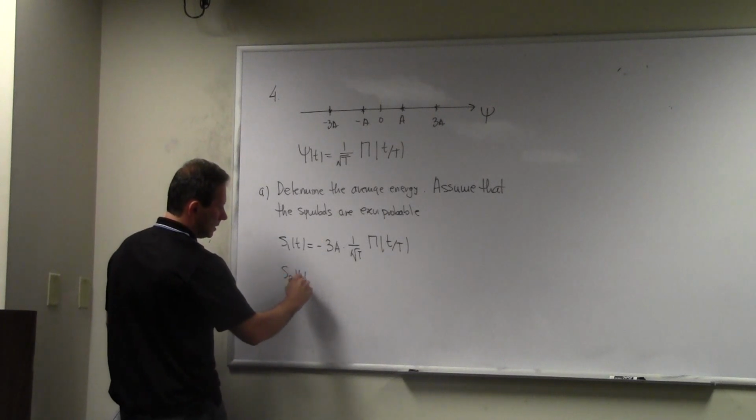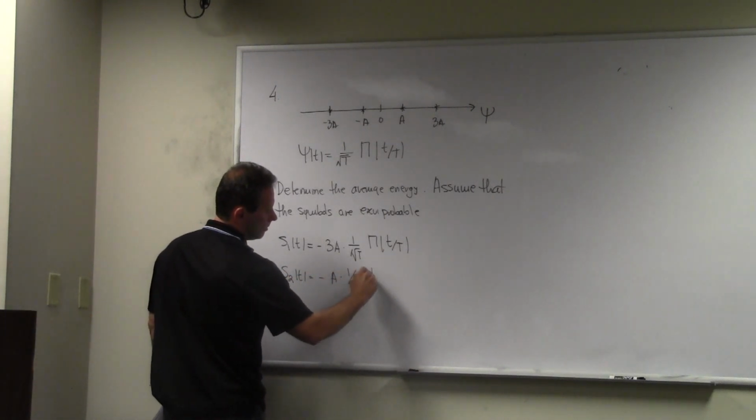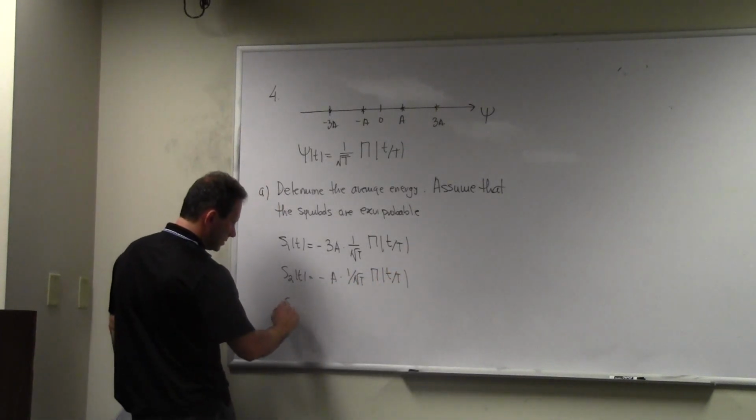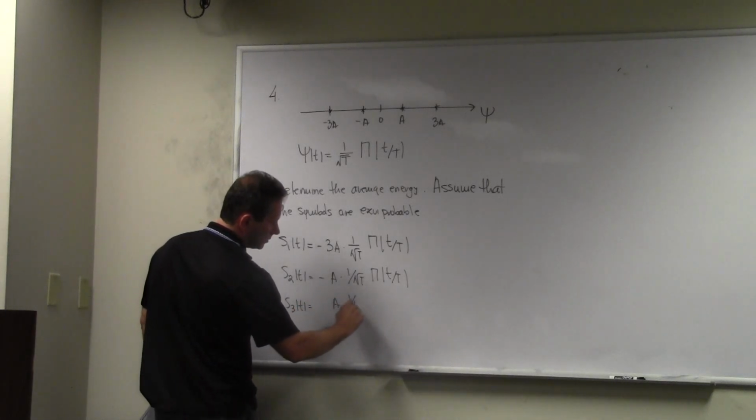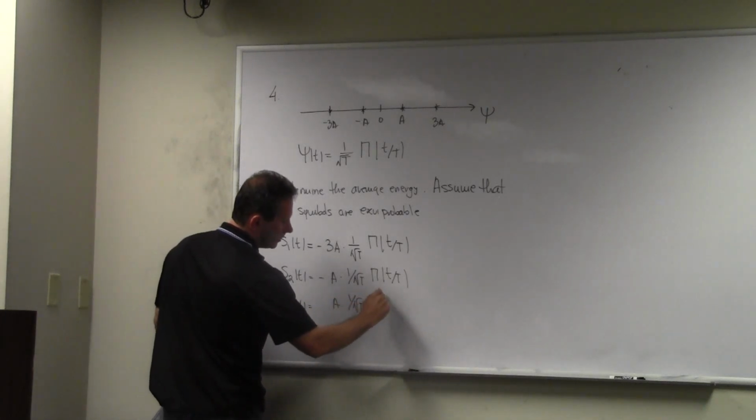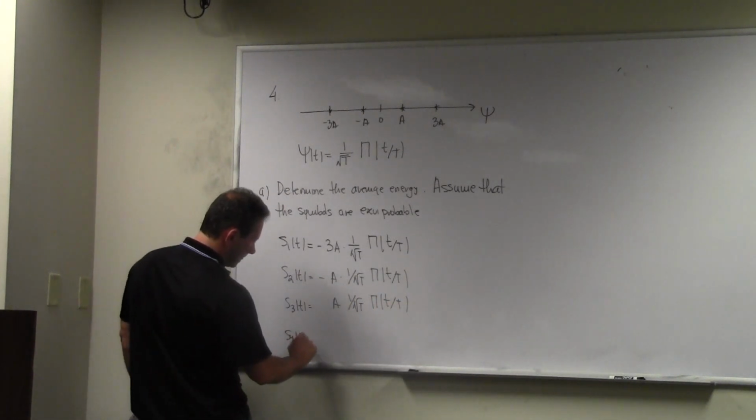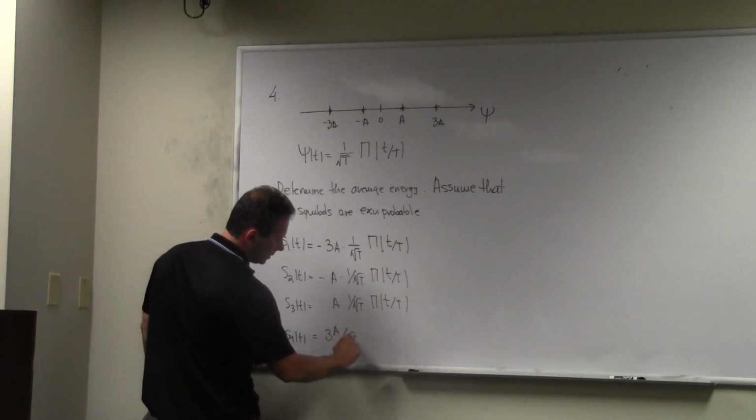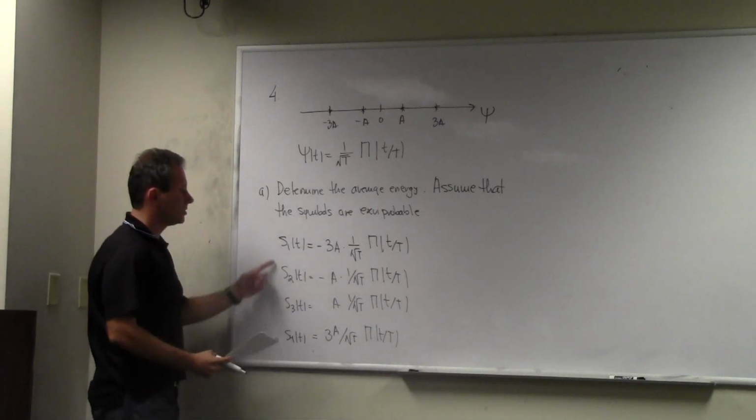S2 of t is going to be minus A times 1 over square root of T, pi of t over T. Then S3 of t is equal to A times 1 over square root of T, pi of t over capital T. And then S4 of t is going to be 3A over square root of T, pi of t over capital T. What's the energy of the first one?